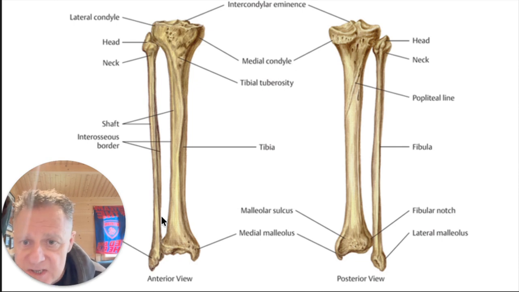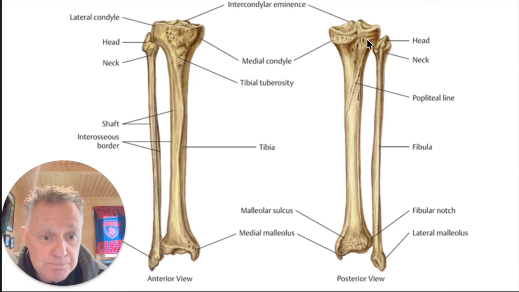The popliteal line should be superior and posterior. It is, and that is the diagonal ridge on the posterior proximal shaft. And it's the attachment of the popliteus muscle. So the popliteus muscle attaches in here.